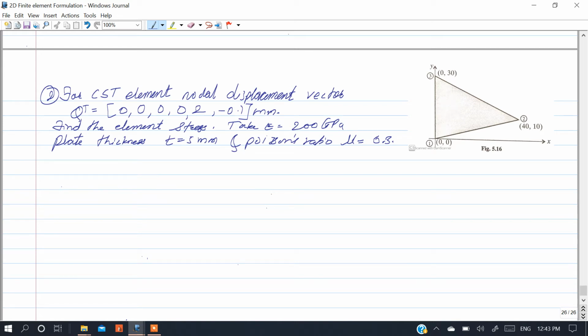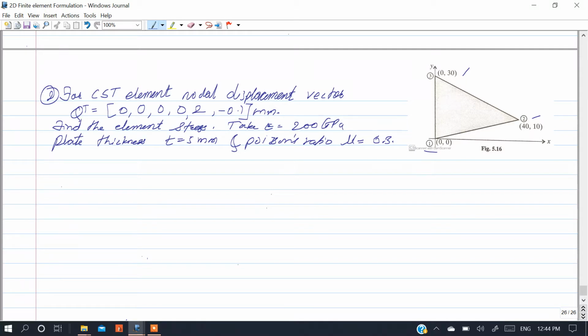Hello students, we are going to continue our 2D finite element formulation problems. So today we are going to see a plane stress problem. The figure shows a triangular element having three nodes, node number 1, 2 and 3, with the coordinates 0, 0 for x1, y1, 40 and 10 for x2, y2, and 0 and 30 for x3 and y3. We are considering this triangular element in the xy plane.